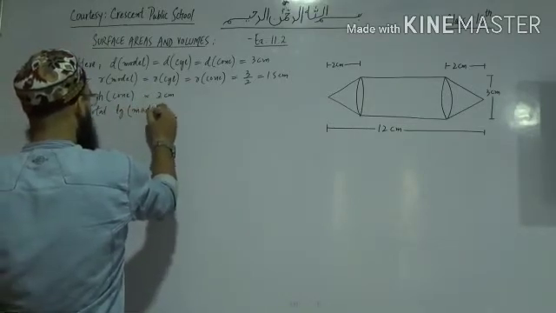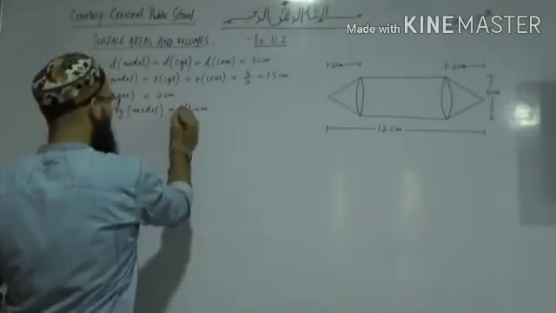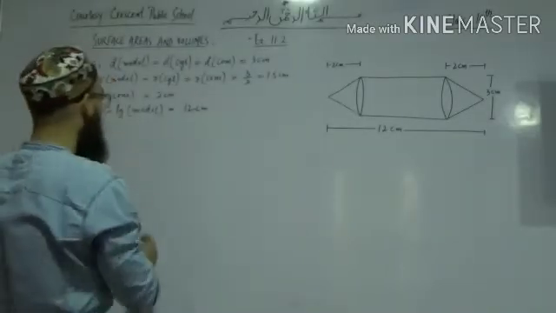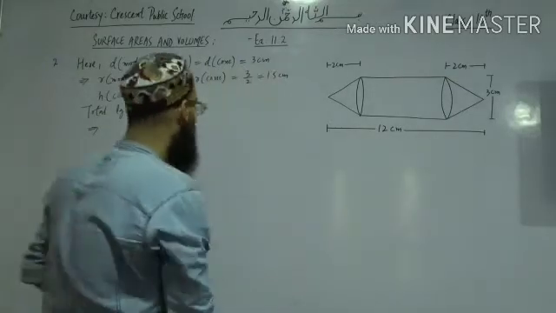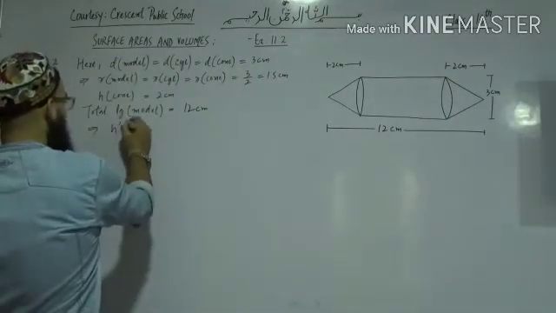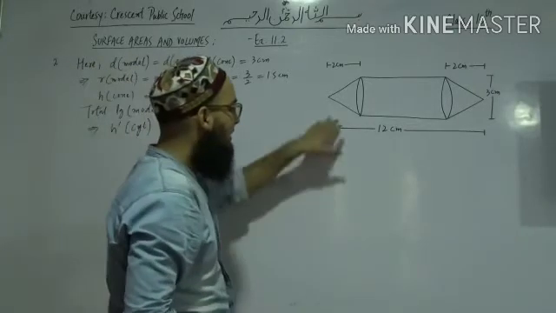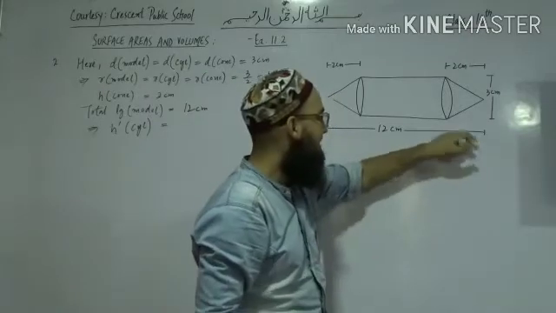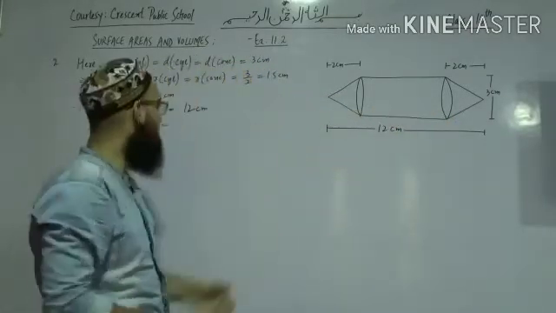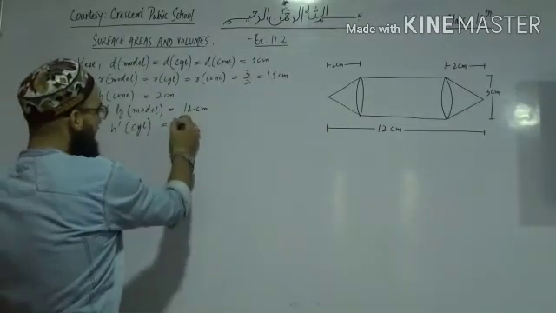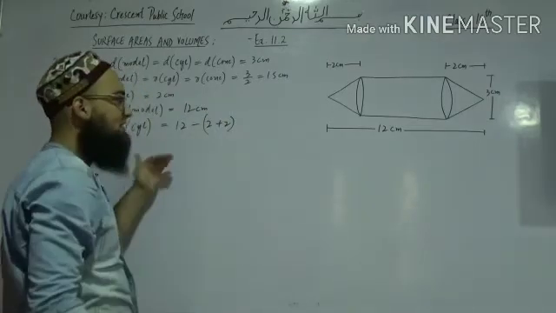Then total length of model is 12 centimeter. This is the total length of model. You can say h dash, height of cylinder, will be equal to the total length minus the length of this cone and this cone. In other words, I can easily say 12 minus 2 plus 2. This is the length of cylinder now.